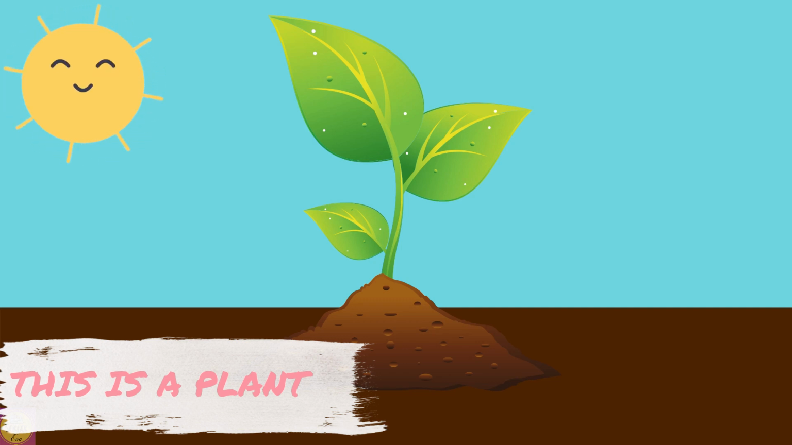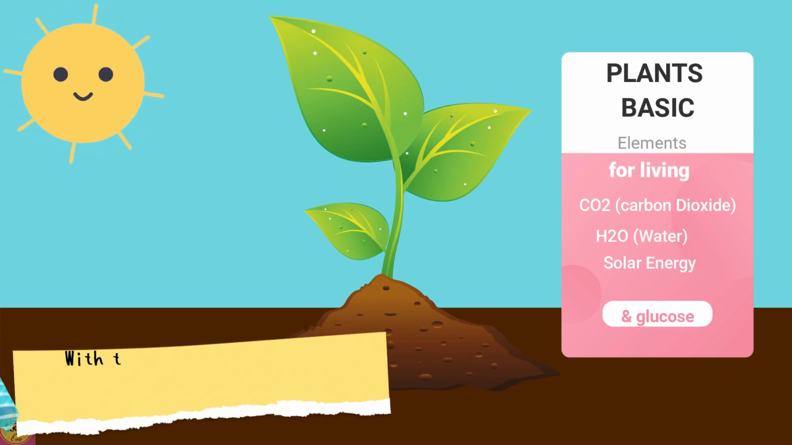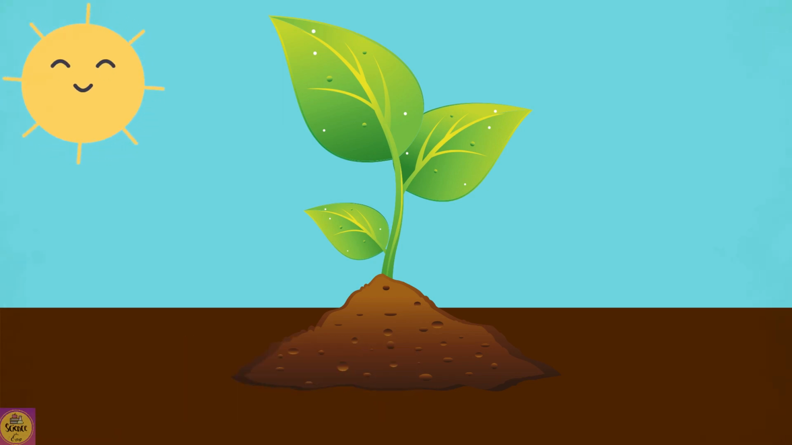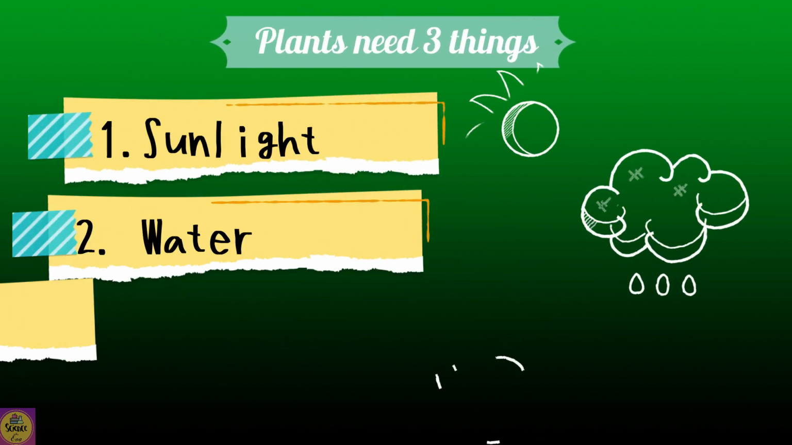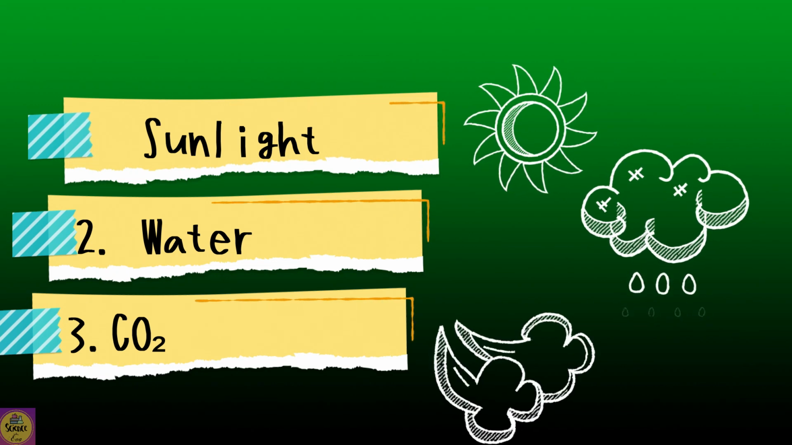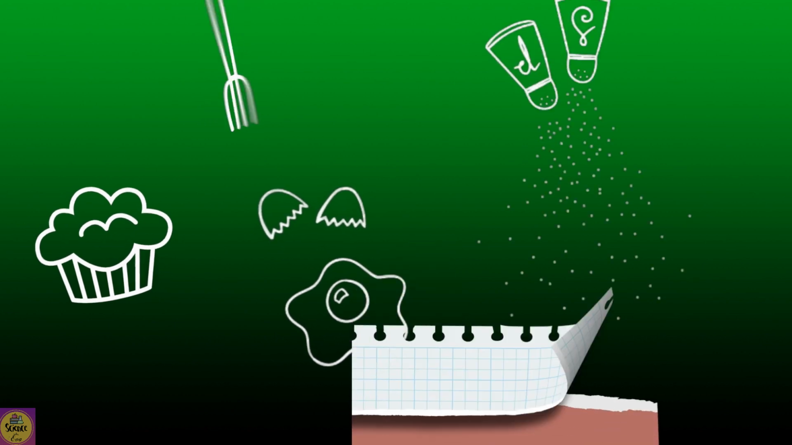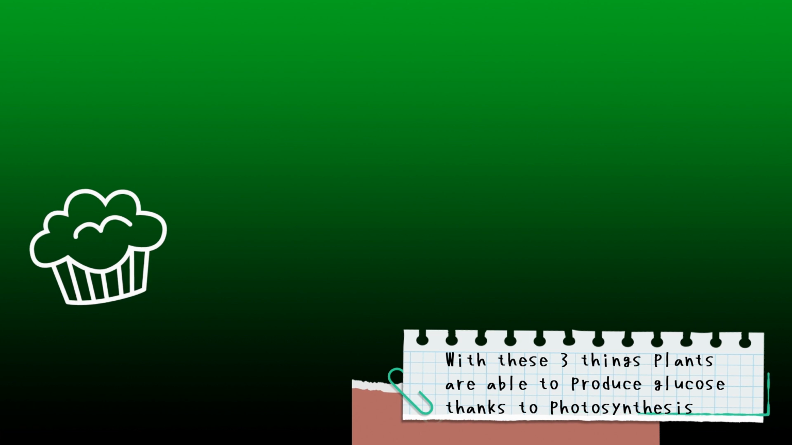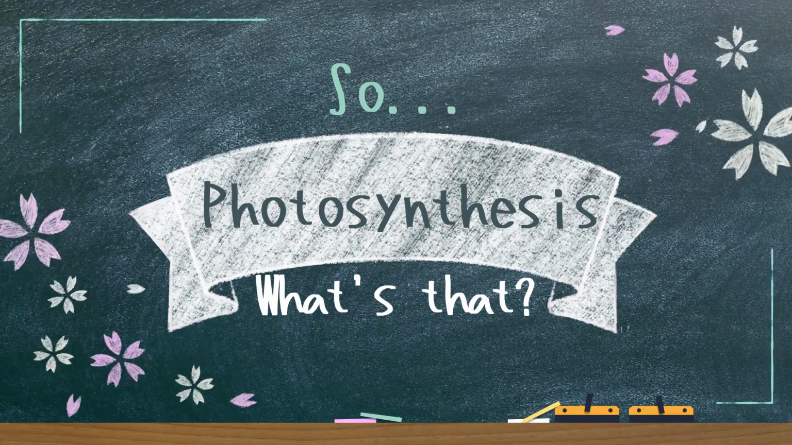This is a plant. Plants need basic elements in order to live, which are CO2, water, and solar energy, and glucose. How do they produce glucose? Thanks to the three elements that I have just mentioned before: sunlight, water, and CO2, carbon dioxide. With these three elements, they are able to produce their own food. Their own food is like sugar, and it's glucose. And they do that thanks to photosynthesis. So, what is photosynthesis? What's this process?